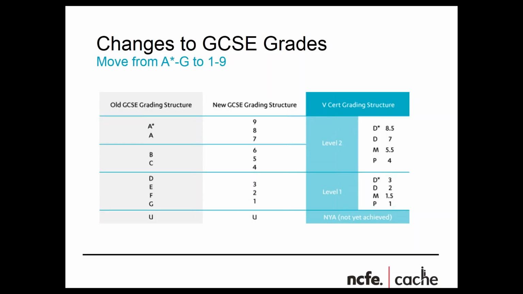The chart here also shows the performance points that are awarded to each grade. As you can see, the distinction star is only the equivalent of 8.5 on that grading structure. This again has been set by the DFE. They don't want any vocational qualifications to be graded any higher or awarded any higher points than an 8.5. They want that 9 to be awarded to a GCSE only.